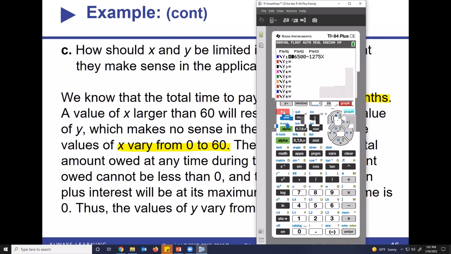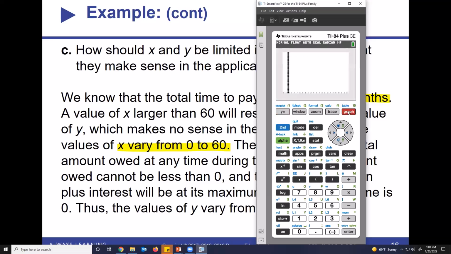So first of all, go to y equals, okay? Plug in your function. And again, for that variable x, make sure you use this button right here, this X,T,theta,n. But when I hit graph, if I don't see anything, I always want to start with a basic window, which is zoom 6. This is what we call our standard window, and we like to start here.